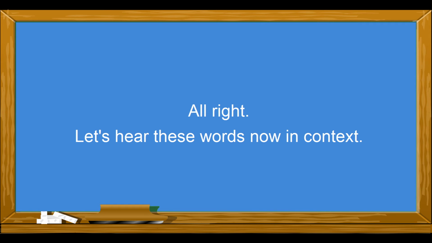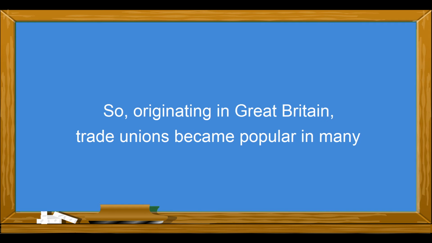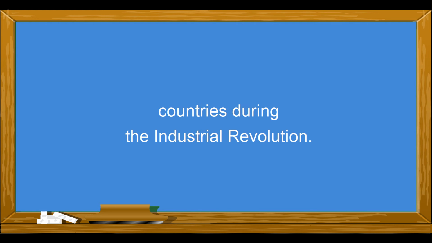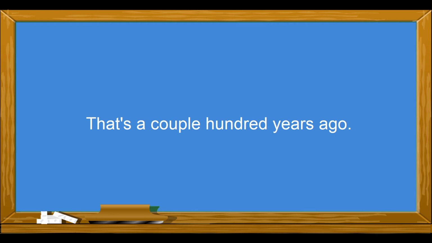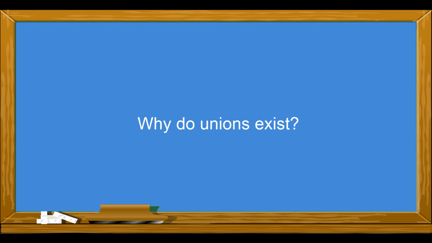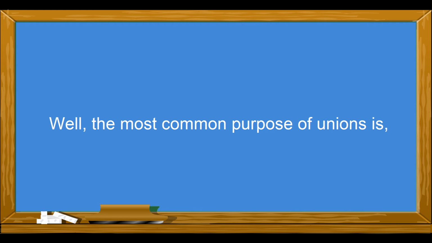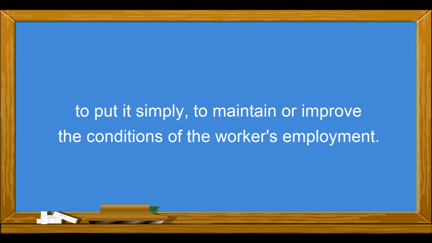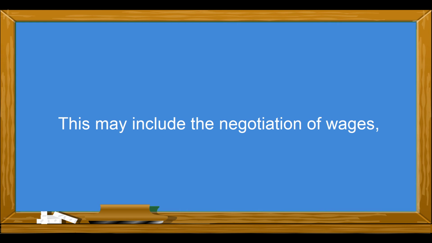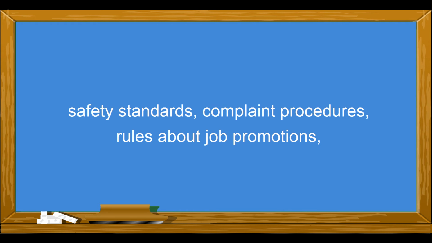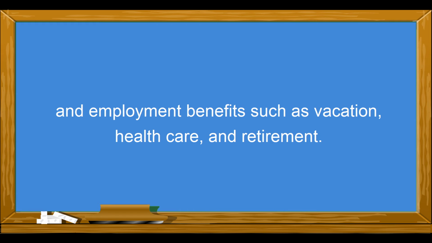All right, let's hear these words now in context. So, originating in Great Britain, trade unions became popular in many countries during the Industrial Revolution. That's a couple hundred years ago. Why do unions exist? Well, the most common purpose of unions is, to put it simply, to maintain or improve the conditions of the workers' employment. This may include the negotiation of wages, safety standards, complaint procedures, rules about job promotions, and employment benefits such as vacation, health care, and retirement.